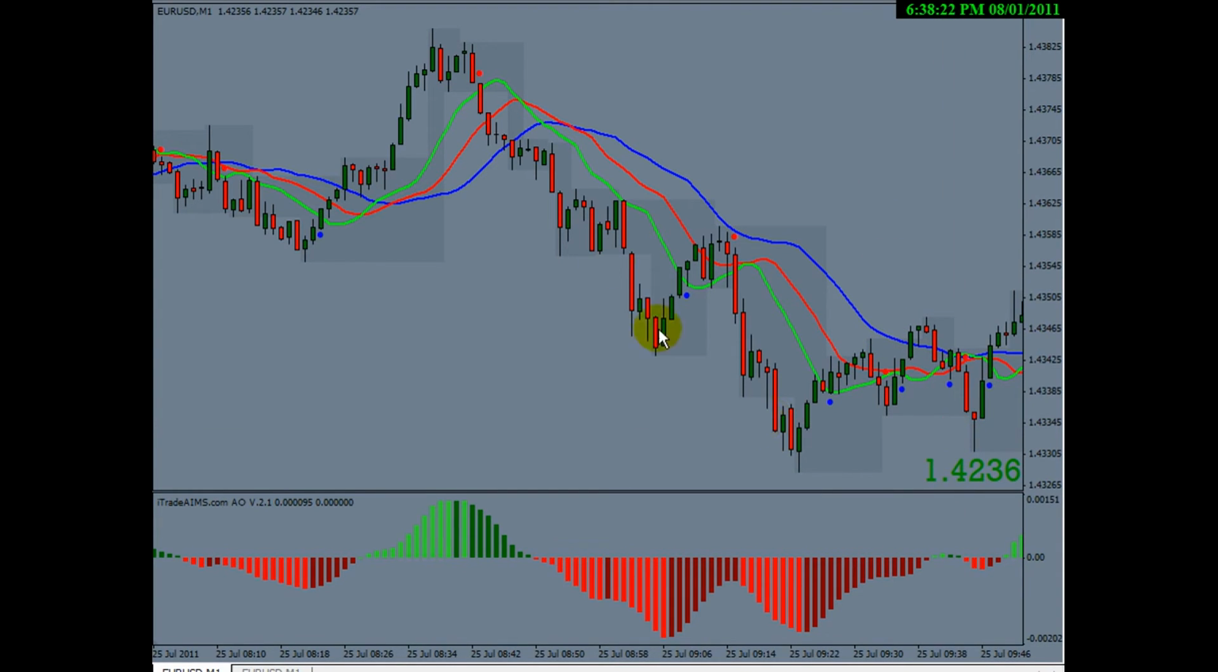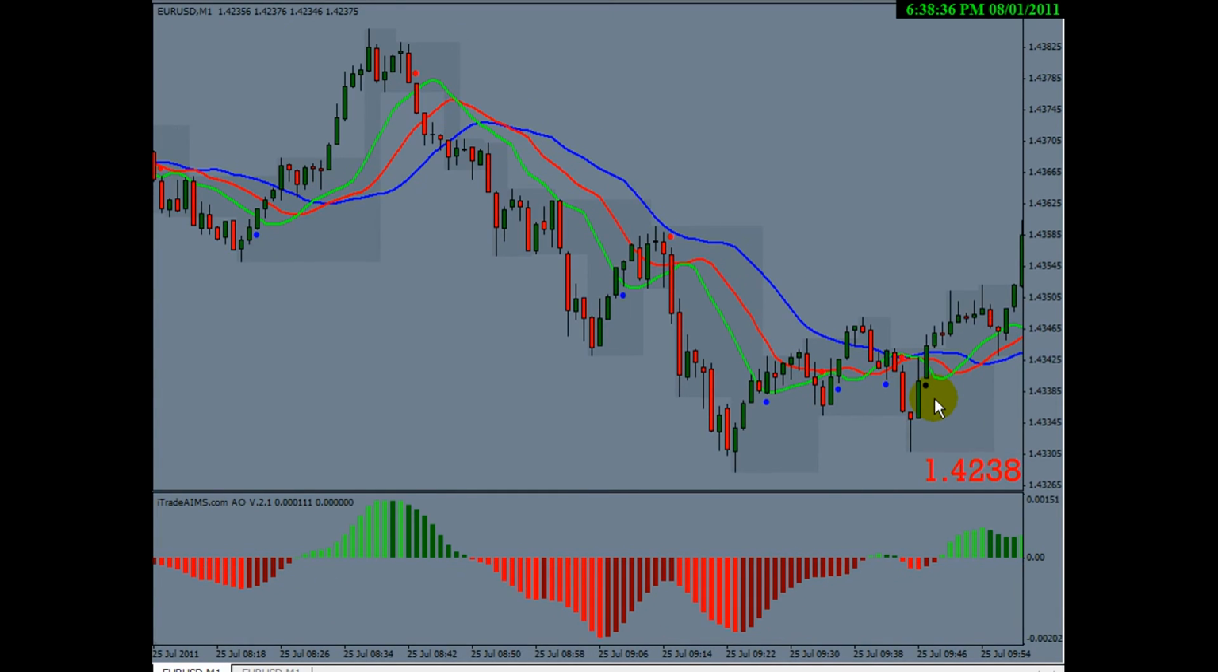Because if this was 1, 2, 3, 4, 5, this could have been the 1, 2, 3, 4, 5 of the third wave. But here, it did set up. I have a red dot. I would go short, but I would be taken out immediately. And then if I scroll a bit further, you see that you have a new setup.